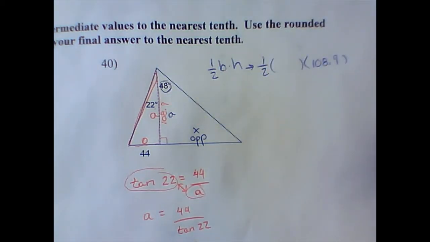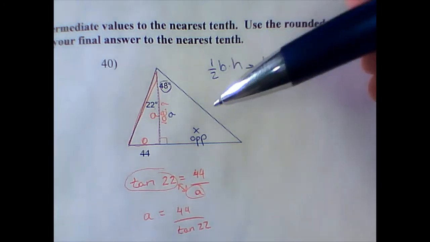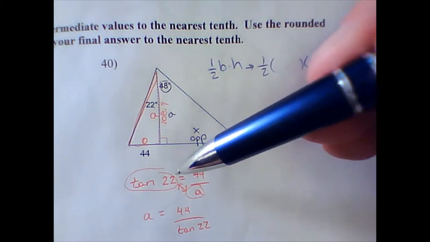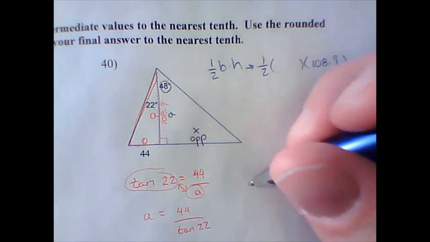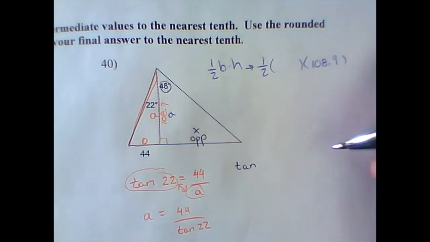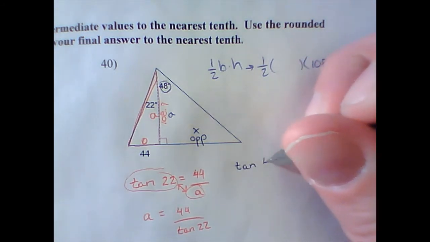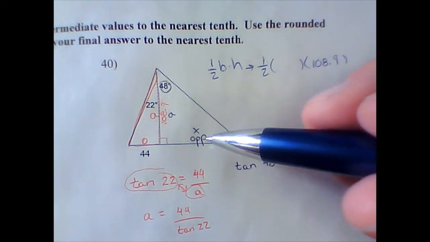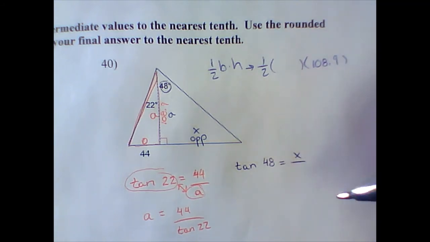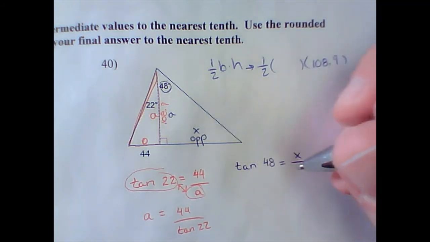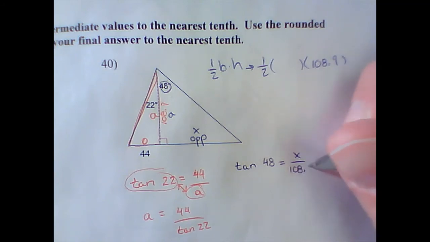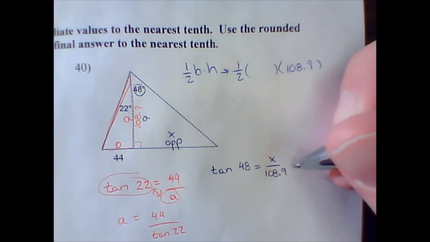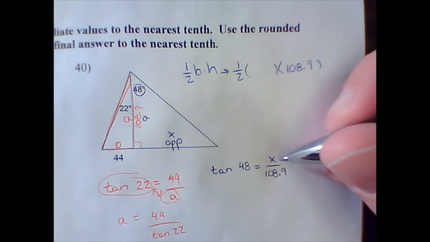Once again, we need a trig function with opposite and adjacent, which again is going to be tangent. So we want the tangent, and then right after the Greek word, that's where you put the angle. Here's 48 degrees equals opposite, which is an X. Put that on top. It's on top this time. I like it on top better. Over the adjacent, which we now know is 108.9. Now with X on top, this is great.